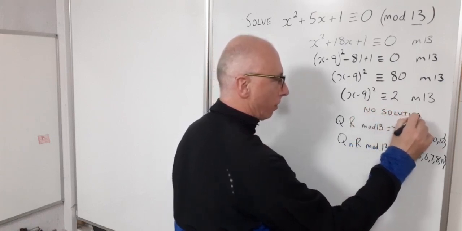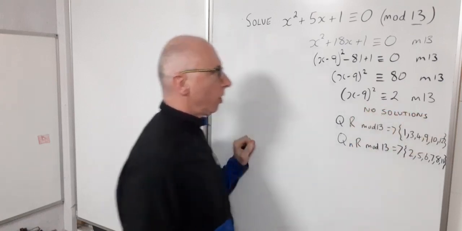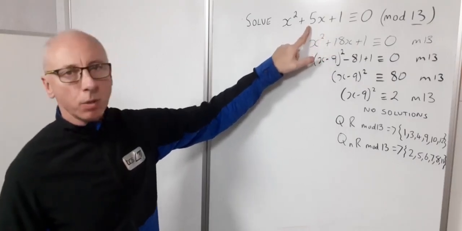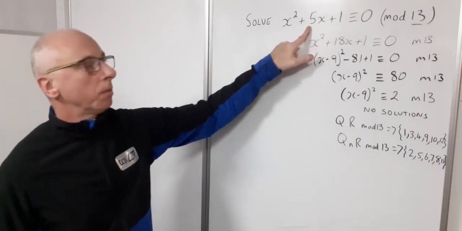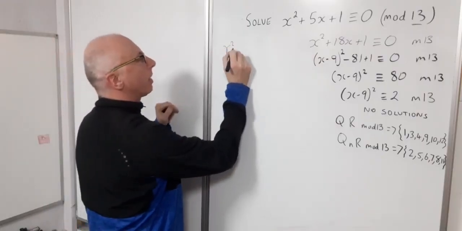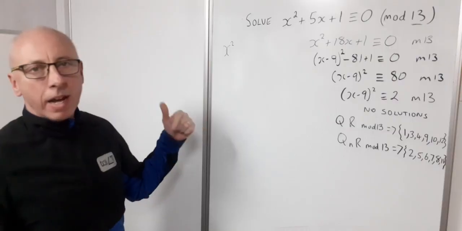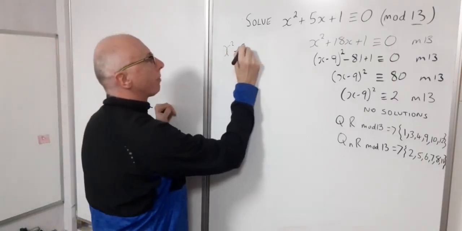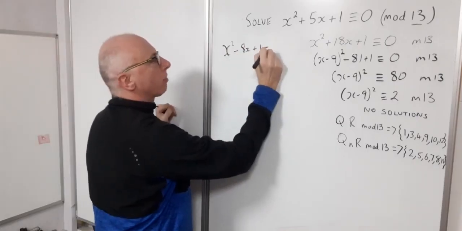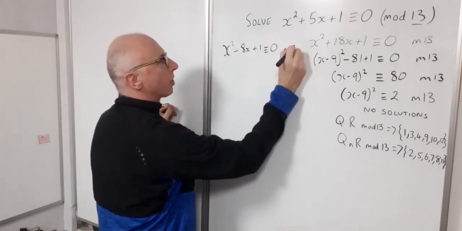Now we could have gone a different way, just to be sure. Instead of adding 13 to this, we could subtract 13, because that would also give us a negative even number. So if I did that on the side here, I would have x squared, take off 13 from that, that would be minus 8x plus 1. It's congruent with 0, and we stick with modulus 13.